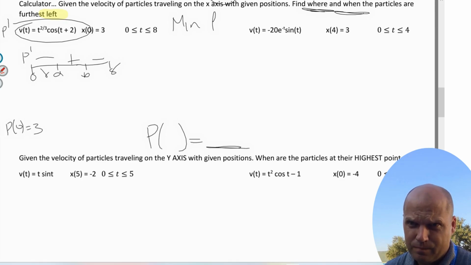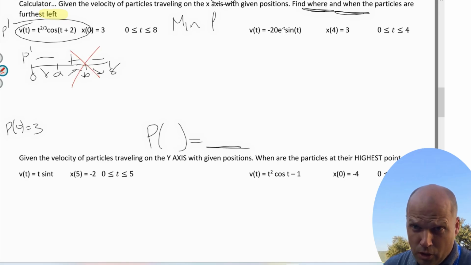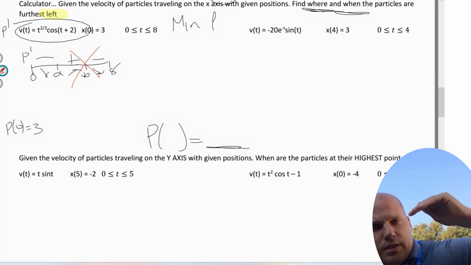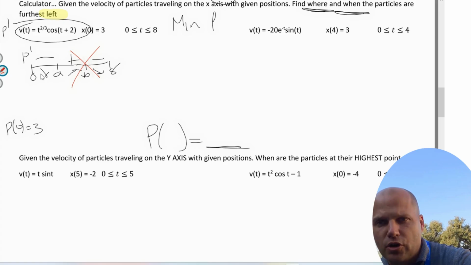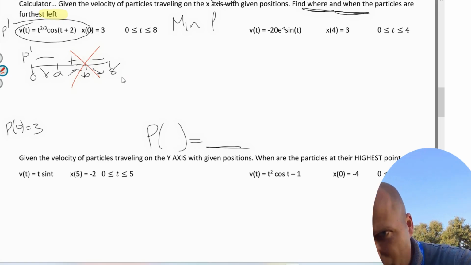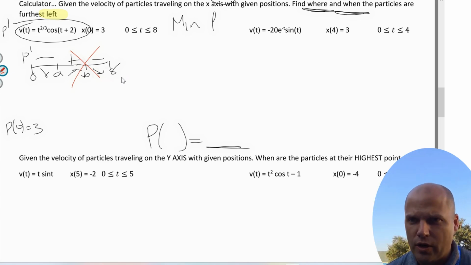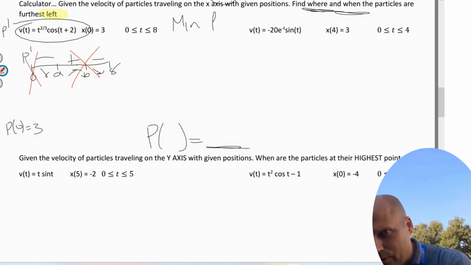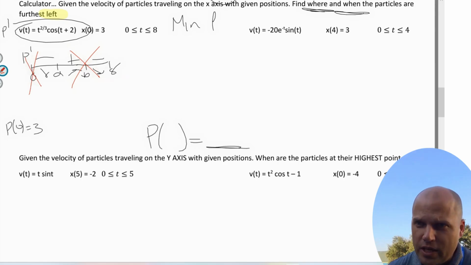Trying to find a min. Now, you'll have to state this, but you don't need to check B. You know for a fact that you don't need to check B because it's a max. You know you're going to go up to get to the position at time B. You're going to go down to get your position at time 8. You don't have to check B. You don't have to check 0 because you go down to get to your position at A. Your only candidates are at A and at 8.